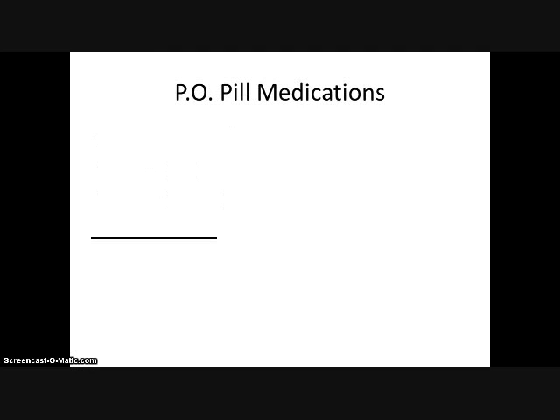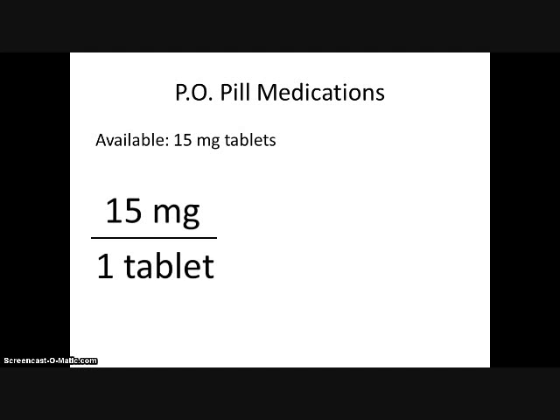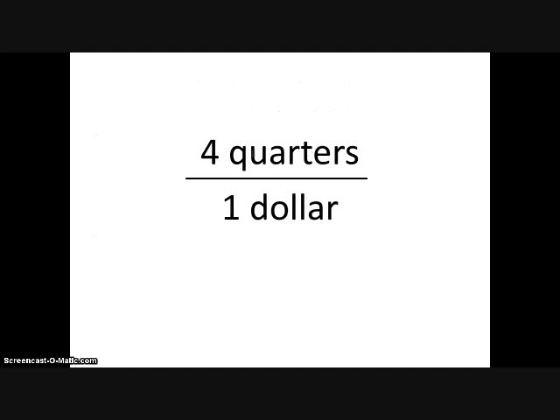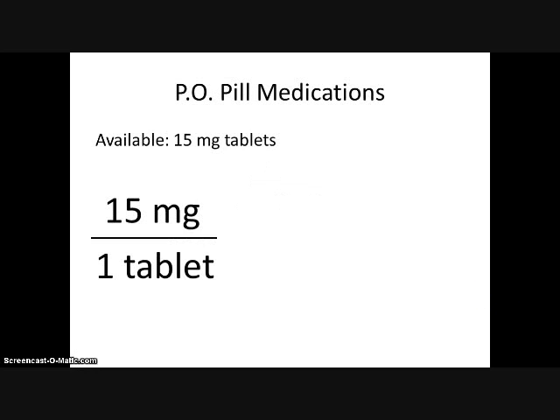Let's set up our problem like a proportion. We have 15 milligrams in each tablet. We're going to place the 15 milligrams above the one tablet. Just like there are 4 quarters in $1, there are 15 milligrams in one tablet.